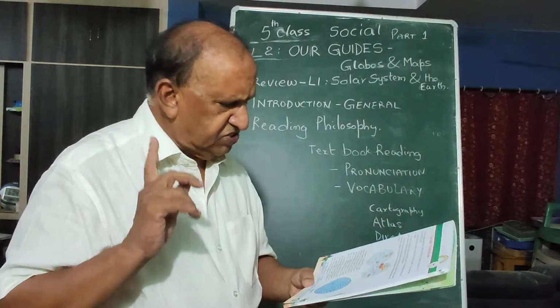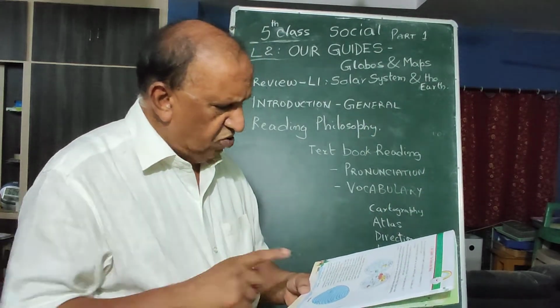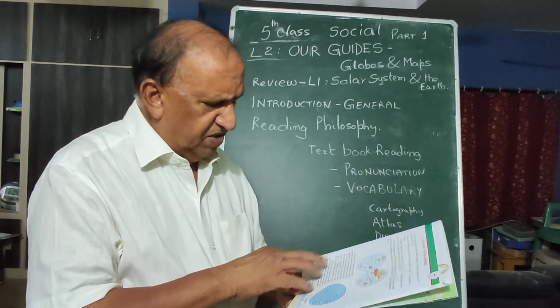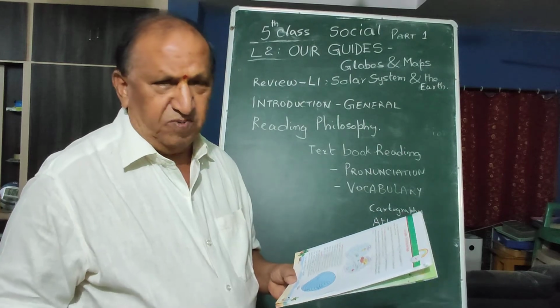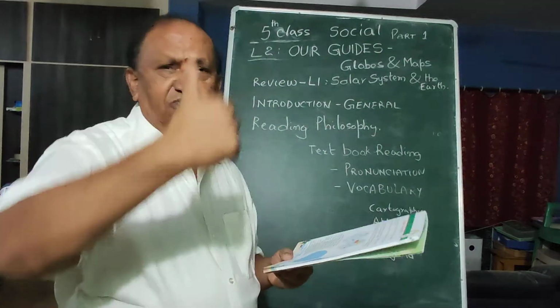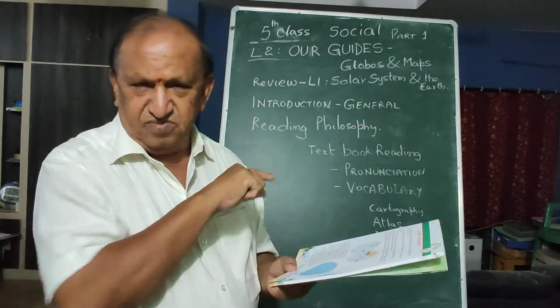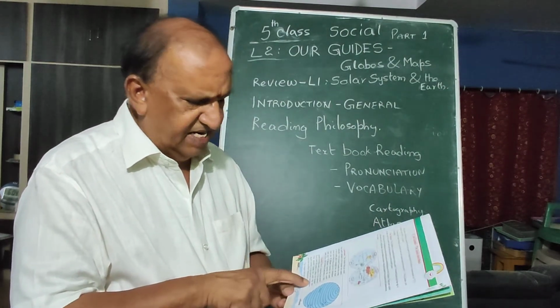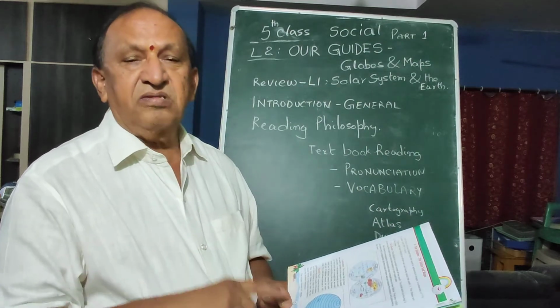Now, the equator is the 0 degree imaginary line which goes around the earth exactly halfway between both the poles. One pole is at the north and one is at the south, equidistant from the central point. That is called the equator. The equator divides the earth into two equal halves.